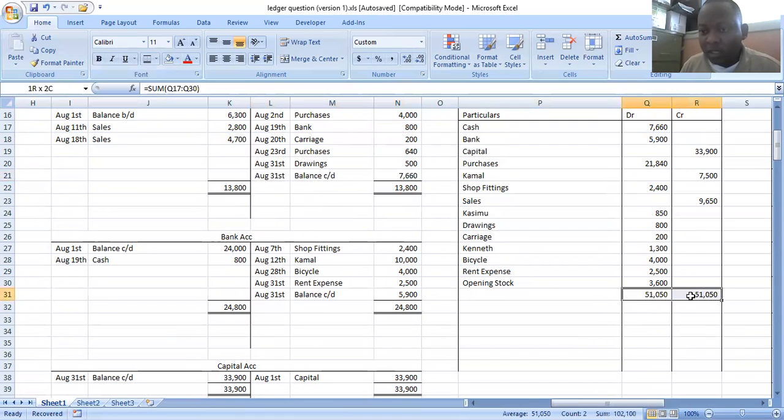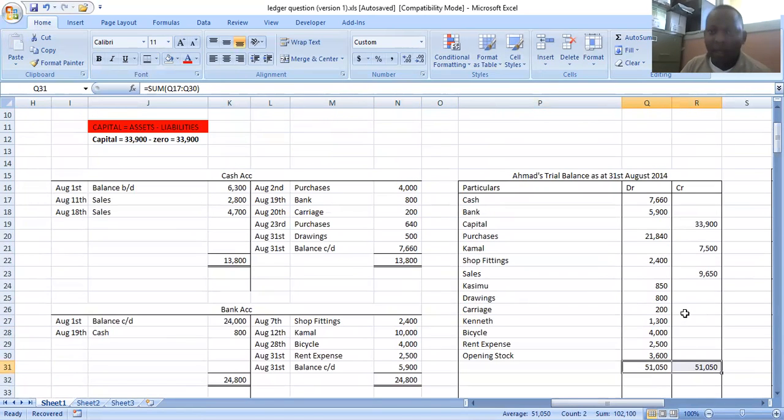So therefore, the total of the debit balances and the credit balances need to be equal in the trial balance, so as to ascertain whether our accounting process has been okay. And that is the second topic of introduction to accounting. That is the ledger and the concept of double entry.